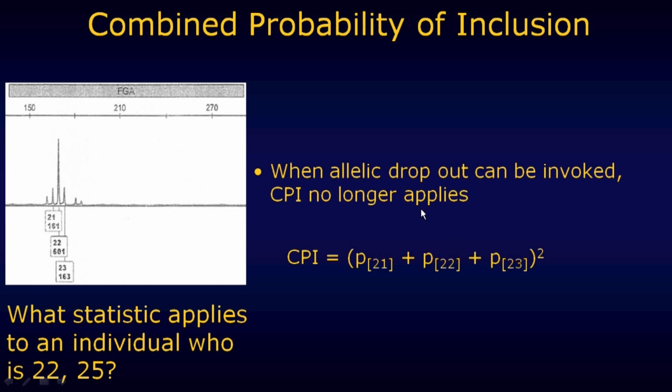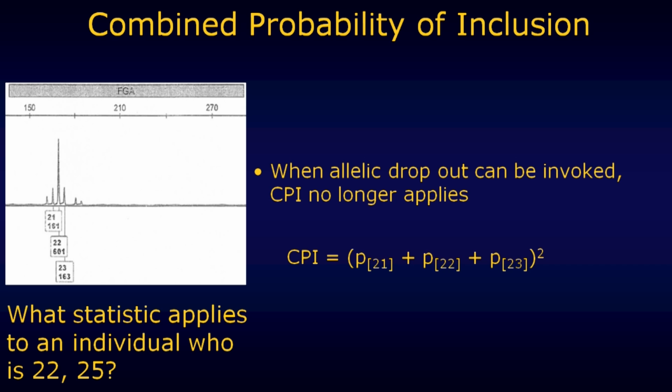This is the answer because the CPI statistic isn't going to apply anymore. The CPI statistic is just telling us what's happening here for people who have a 21, a 22, or a 23. I'm now starting to talk about what about a person who has a 25? There is no 25 labeled over here. That probably means there's no 25 in the sample. If there's no 25 in the sample, what do we say about such a person? There's a word for it. We say that person is excluded.